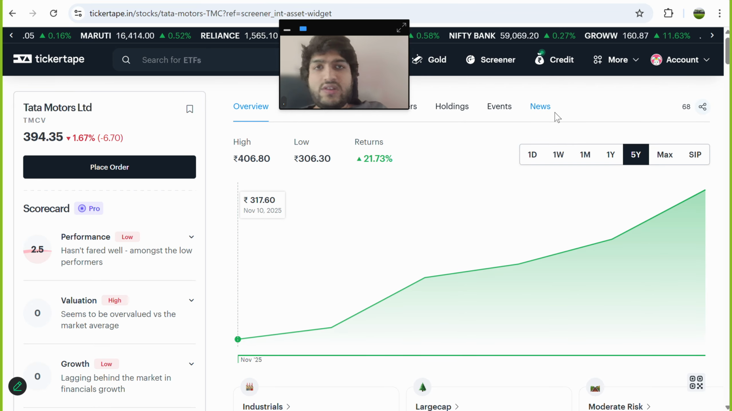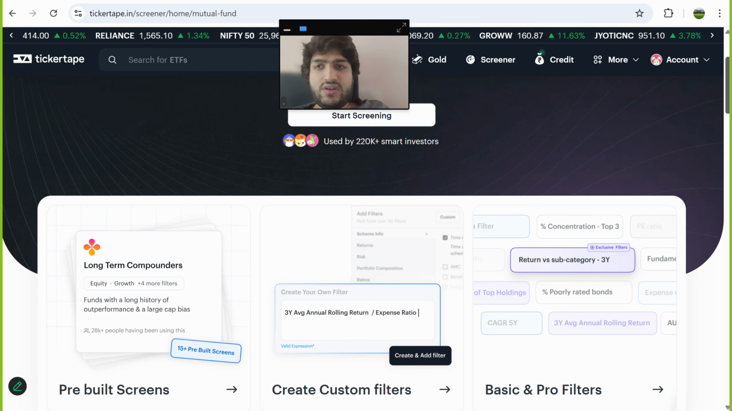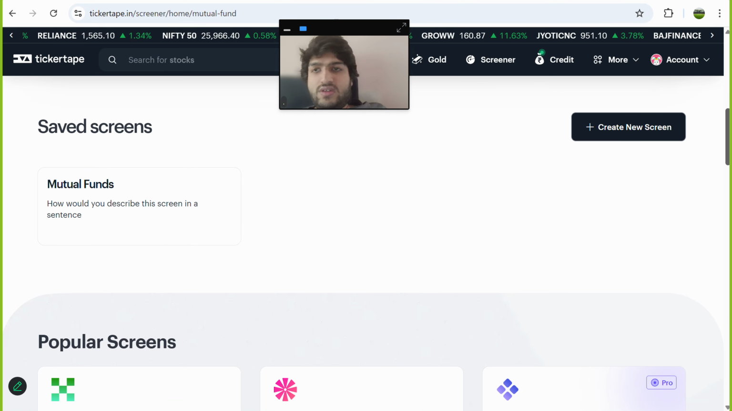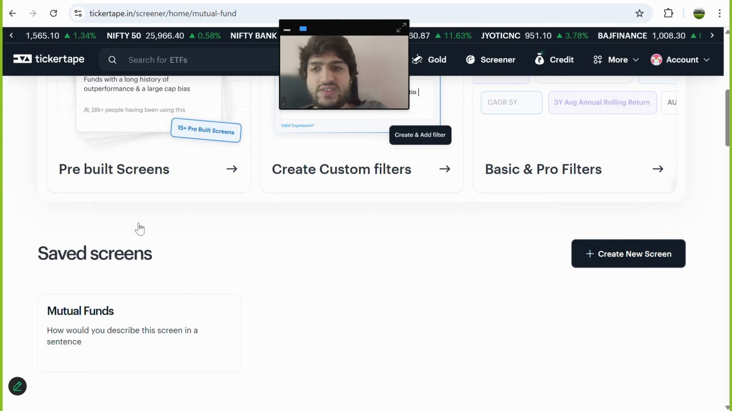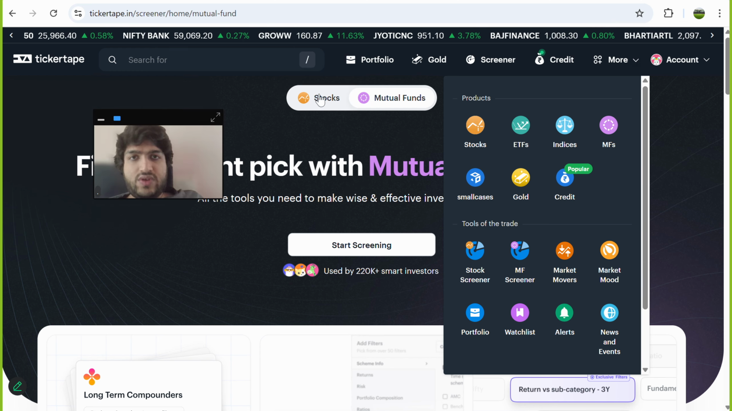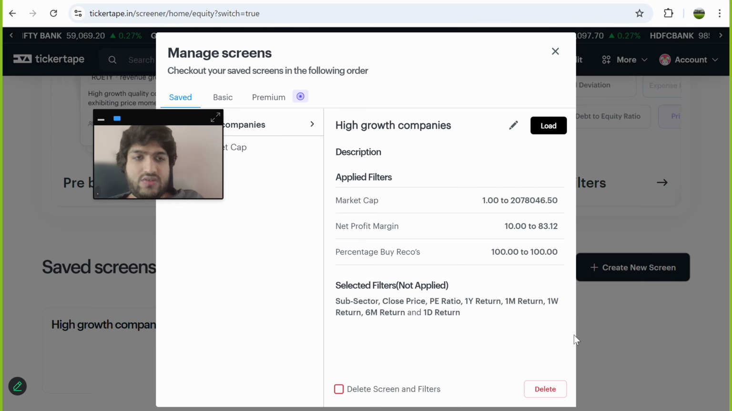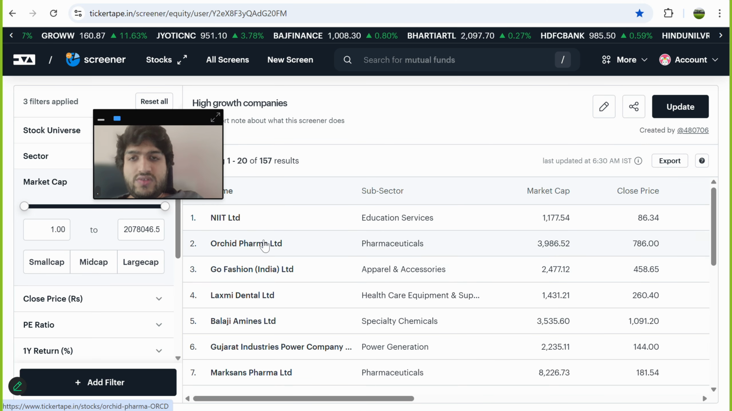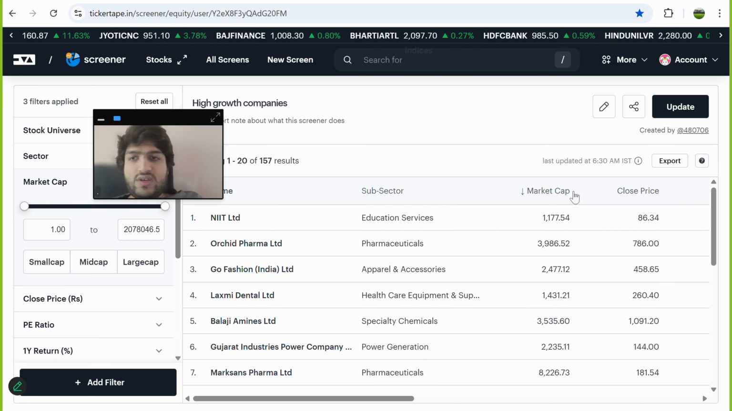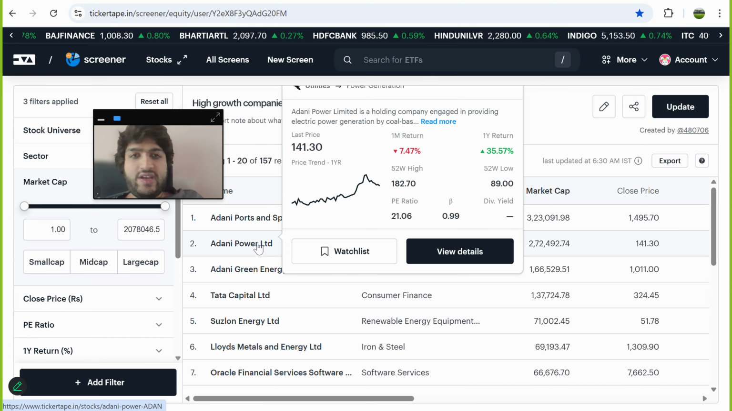Now let's go for another stock here. Let's go to the screener. Save the saved screens. So yes, stocks, saved screens, high growth value. So suppose I am going to a particular stock such as Adani Power.